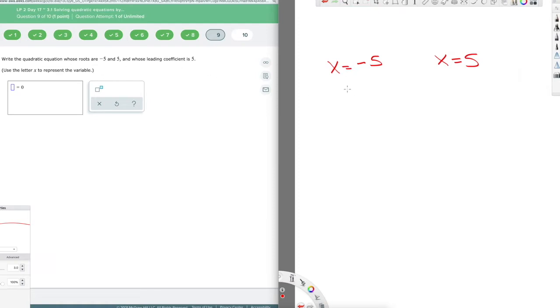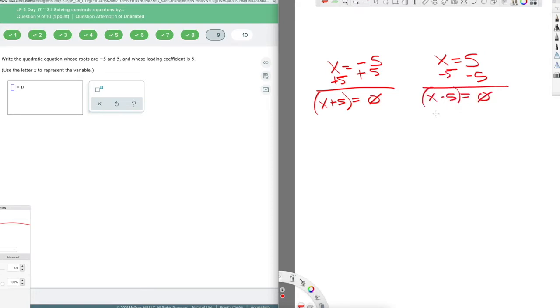So remember, if I added 5 back to both sides, we're undoing this. I'd have x plus 5 equals 0. Well, there's one of my roots. And then I'd go -5 minus 5, x minus 5 equals 0. There's another one of my roots.